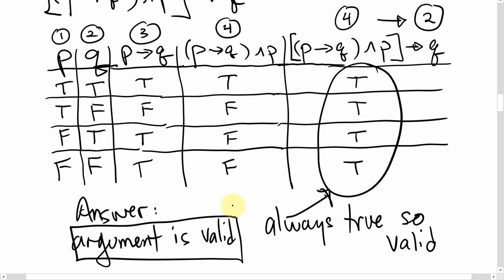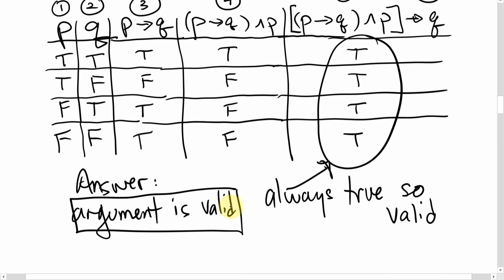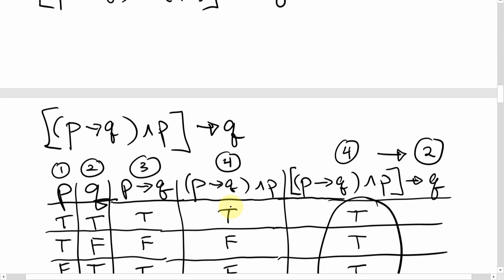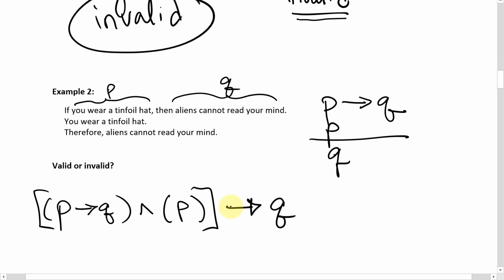So we would say the argument is valid, and what we mean is that logically the structure itself, the underlying logic of the argument, is actually a valid form of argument. Of course, it's completely nutty because the first premise wasn't really true. Let's look at it again. It said, if you wear a tinfoil hat, then aliens cannot read your mind. Second premise, you wear a tinfoil hat. Conclusion, aliens cannot read your mind.